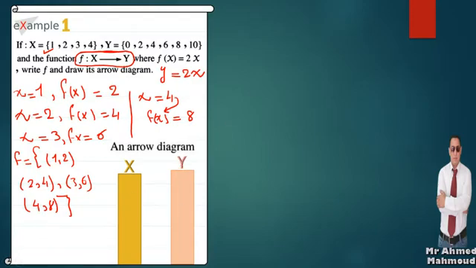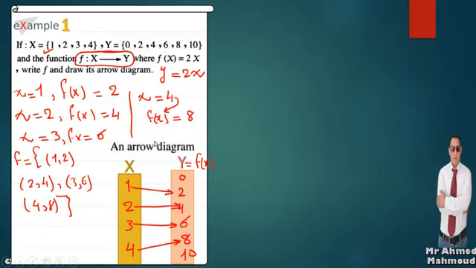Now I need to represent it by an arrow diagram. Here in x we have 1, 2, 3 and 4. Here in y we have 0, 2, 4, 6, 8 and 10. Don't forget that y equals f of x. 1 is connected with 2, 2 connected with 4, 3 connected with 6, 4 connected with 8, and this is the representation of the arrow diagram.